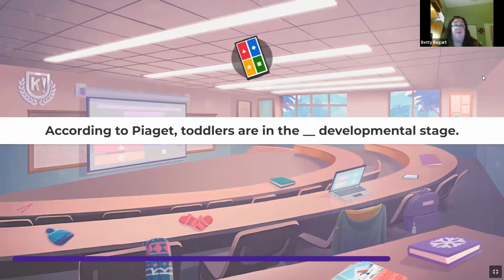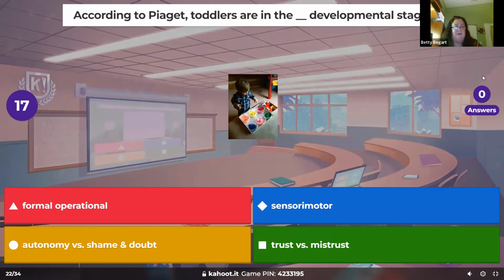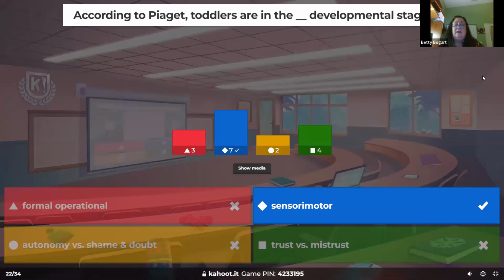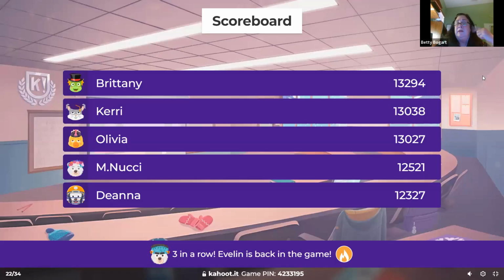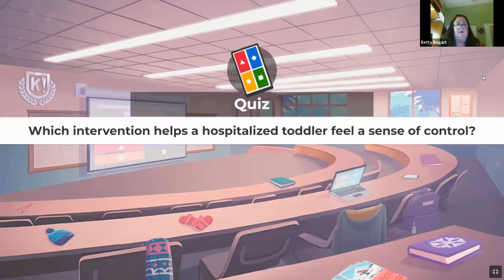According to Piaget, toddlers are in the blank developmental stage. You don't know these yet, but you're going to get more comfortable with them after next week. And it's the sensory motor. Again, they are cognitive, starting to learn and being aware. So they're starting to explore their environments. They're touching and feeling textures, and, of course, exploring the world through their mouths, moving things around and seeing how they work. It's all developing their cognitive mind, how things work.